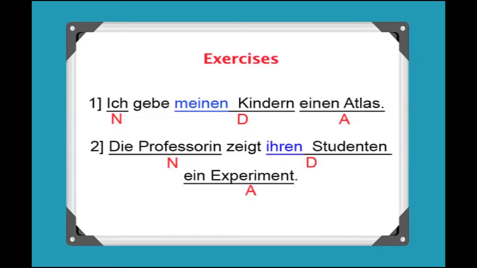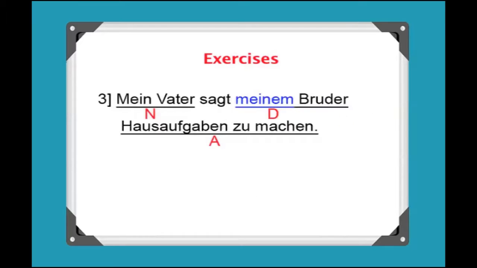In sentence number 3 also, the student correctly deduced that meinem should be the answer and wrote it here in the dative case, and the other student correctly underlined the nominative and the dative as well as the accusative here. Also, as I have told you earlier, the accusative need not be a noun, it can also be a sentence which contains a noun like here, or just a verb.